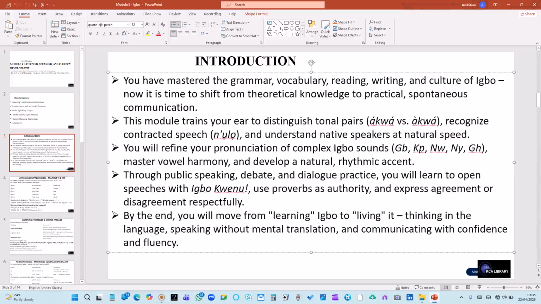Master vowel harmony, develop natural and rhythmic accent. Through public speaking, debate, and dialogue practice, you will learn to open speeches with Igbo kwenu, use proverbs as authority, and express agreement or disagreement respectfully. By the end, you will move from learning Igbo to living it, thinking in the language, speaking without mental translation, and communicating with confidence and fluency.